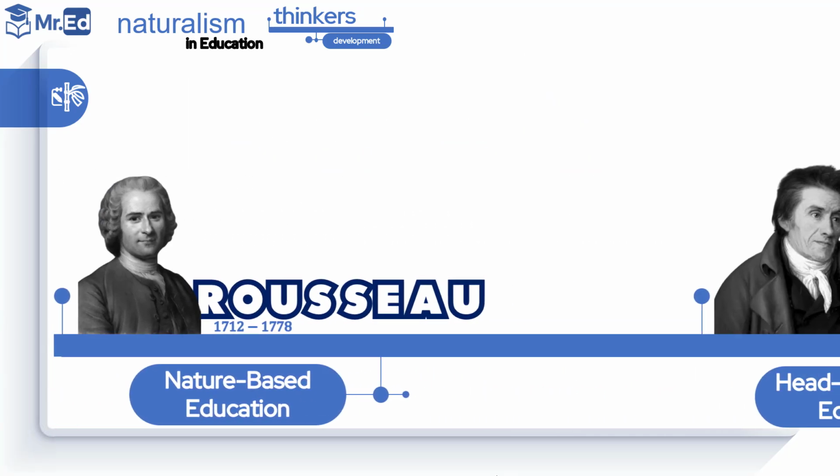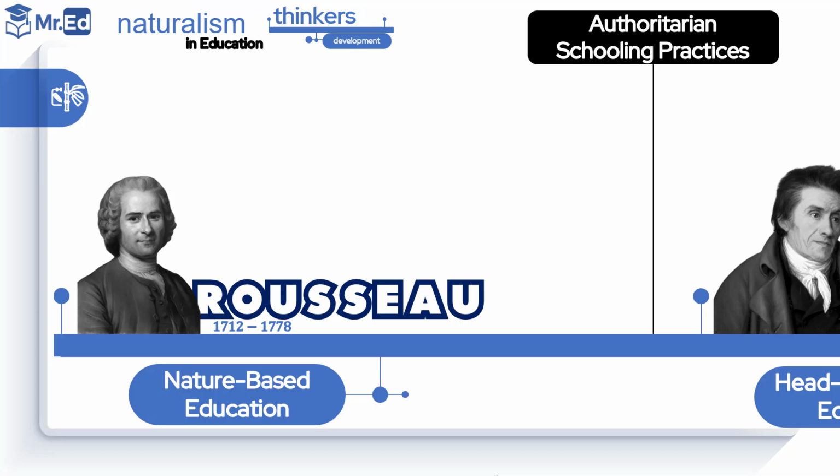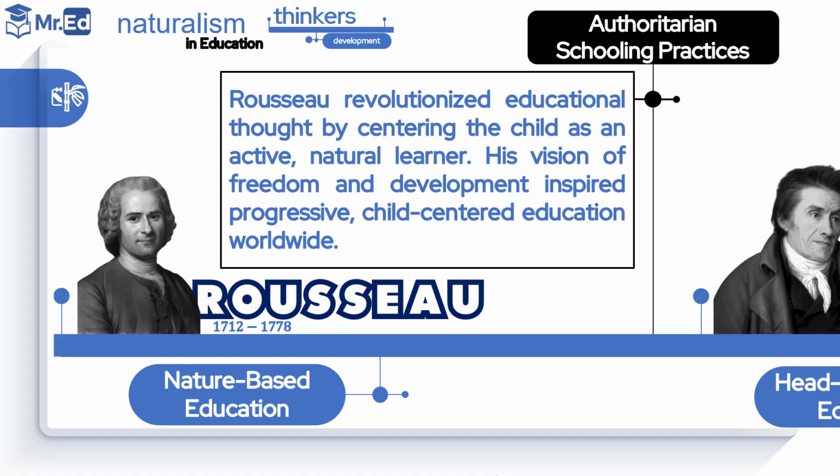We have here Jean-Jacques Rousseau, a French philosopher whose work articulated principles of child-centered and nature-based education. His ideas arose in response to rigid and authoritarian schooling practices in 18th century Europe. Rousseau revolutionized educational thought by centering the child as an active, natural learner. His vision of freedom and development inspired progressive, child-centered education worldwide.